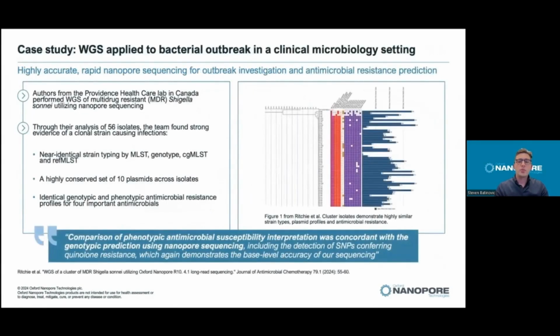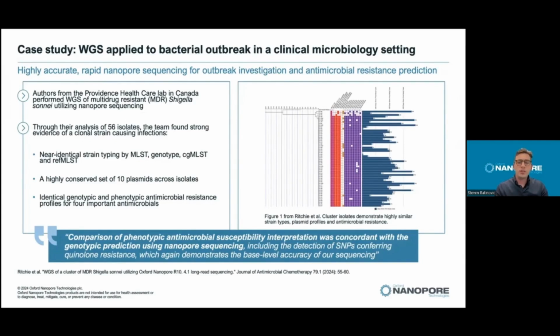So here's an example of a bacterial isolate sequencing performed with our latest chemistry that was published earlier this year. Researchers from St. Paul's Hospital in Vancouver, Canada, performed whole genome sequencing on 56 multi-drug resistant Shigella isolates, isolated from stool and blood between September 2021 and October 2022, and sequenced these isolates on a GridION.